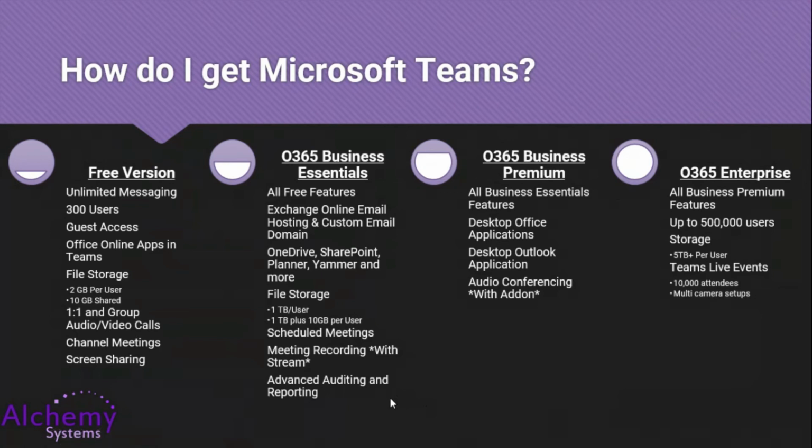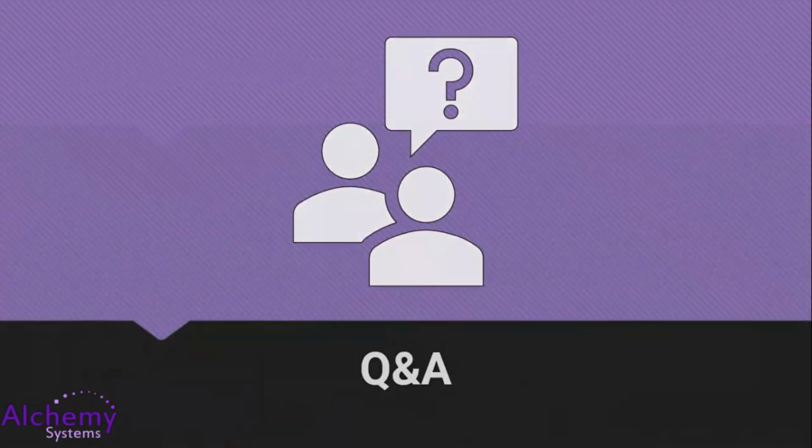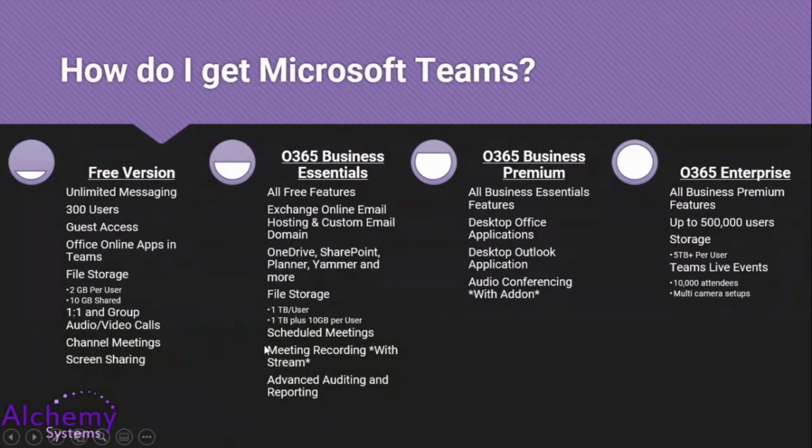So you can access, say, 1 terabyte of storage per user and 1 terabyte of shared storage plus another 10 gig for each user that you have. You have the opportunity with the Stream add-on, if you have it, to record a meeting and then share it later on. So you can have it available in Stream, which is Microsoft's internal version of YouTube. So if you want to do any training documents or anything like that, you can record them in Stream and have them available.